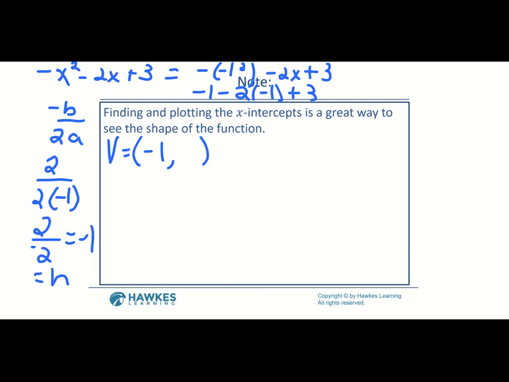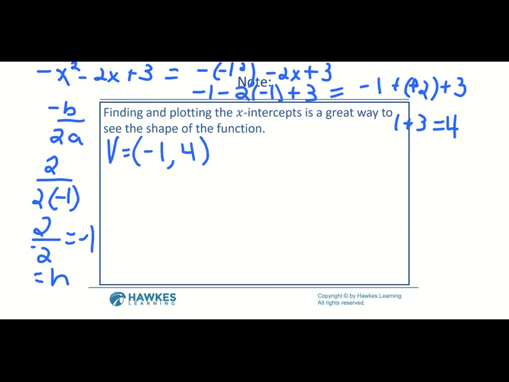So I have negative 1 minus 2 times negative 1 plus 3. I forgot to put my negative 1 up there. Negative 1 minus 2 times negative 1. That will give me negative 1 minus negative 2 plus 3. Negative 1 minus negative 2, we'll make that plus a positive. So we end up with 1 plus 3, and that is going to be 4. So my vertex is negative 1, 4.